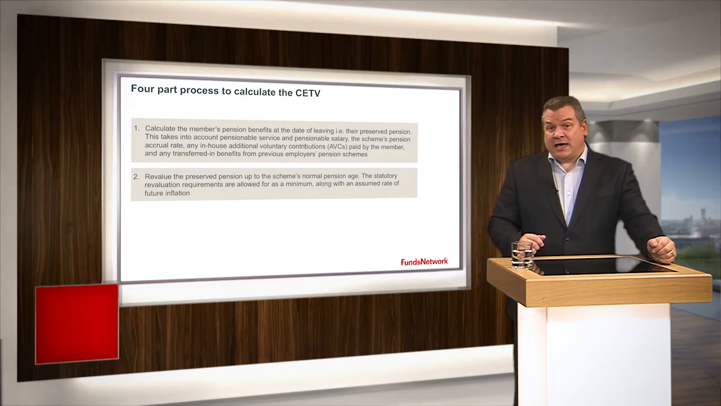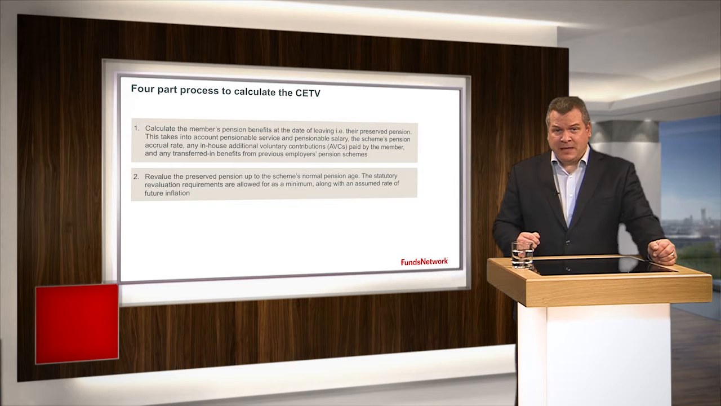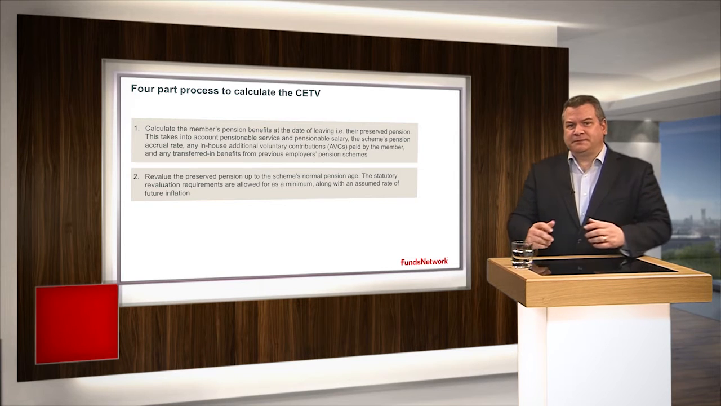This takes into account pensionable service and pensionable salary, the scheme's pension accrual rate, and where applicable, any separate cash accrual rate, any in-house AVCs, additional voluntary contributions, paid by the member, and any transferred in benefits from previous employers' pension schemes. Part 2. Revalue the preserved pension calculated in Part 1 up to the scheme's normal pension age.